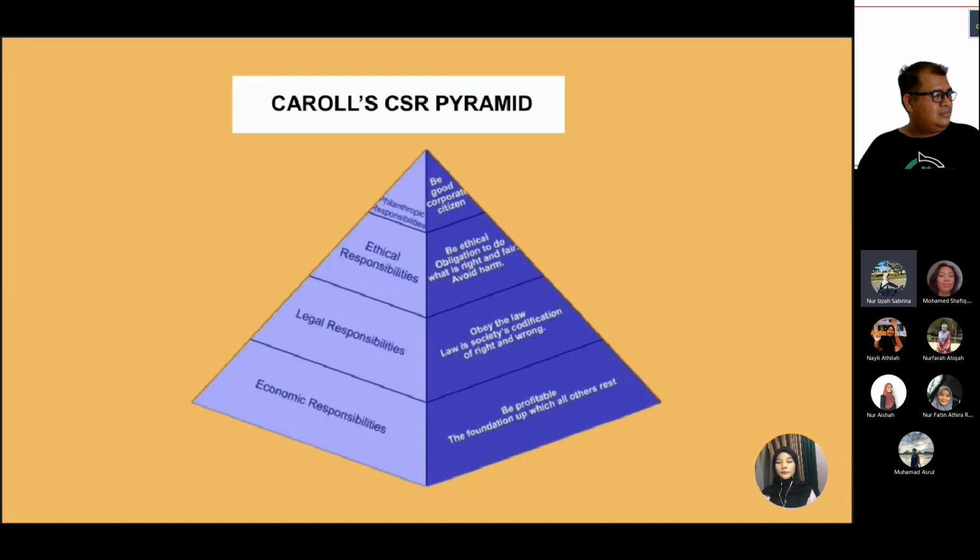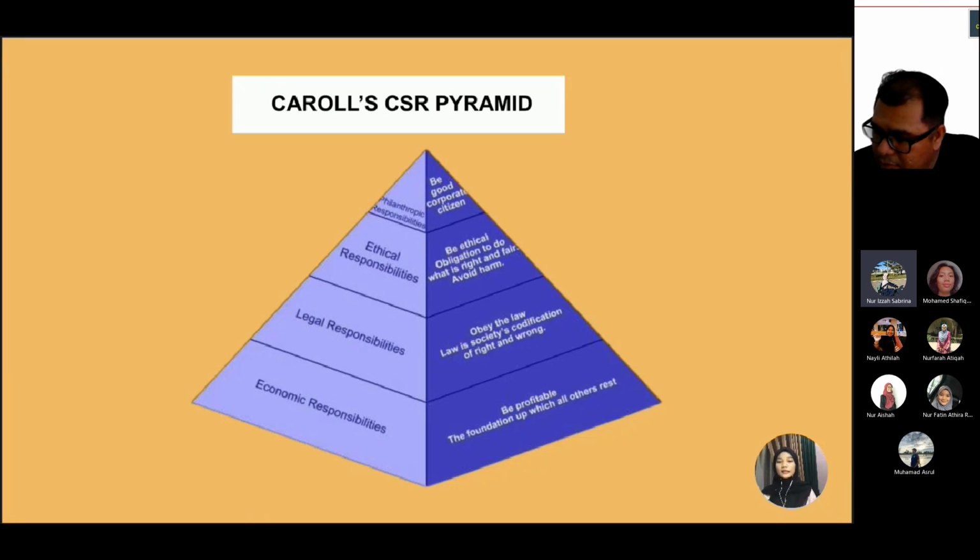For the first one is economic responsibility. A firm has a responsibility to use the resources available to produce goods and services for society. Okay, that means tanggungjawab satu company untuk mengeluarkan goods and services untuk society. For example, generating a high and consistent level of profitability, establishing and maintaining a strong competitive position.